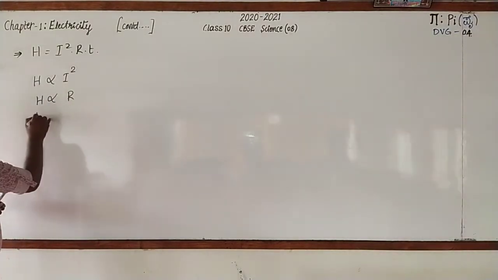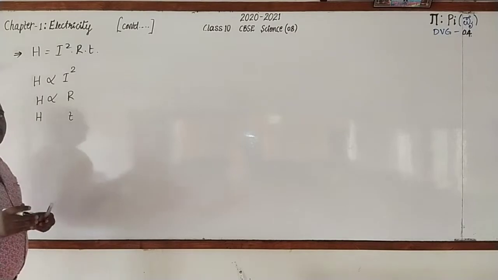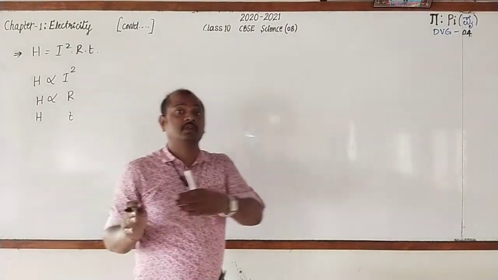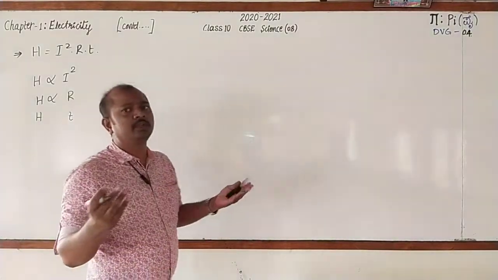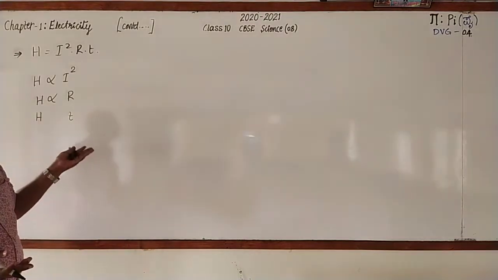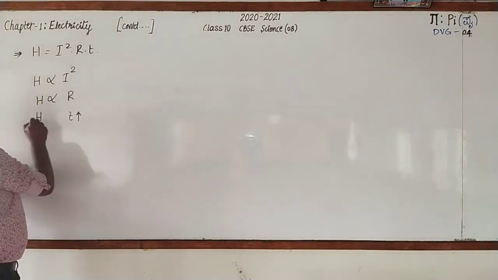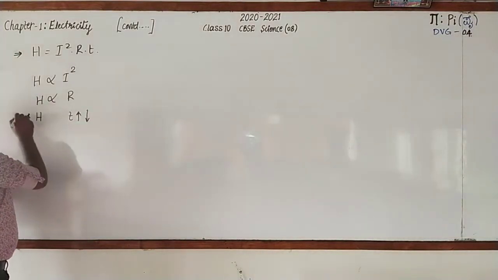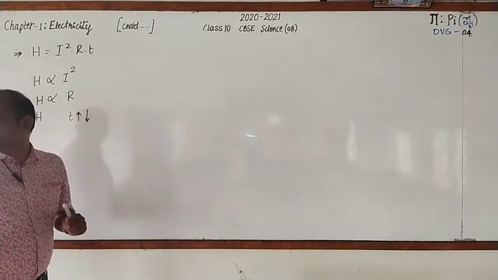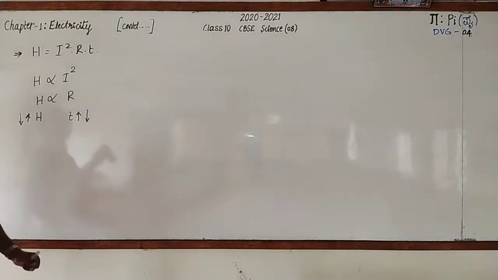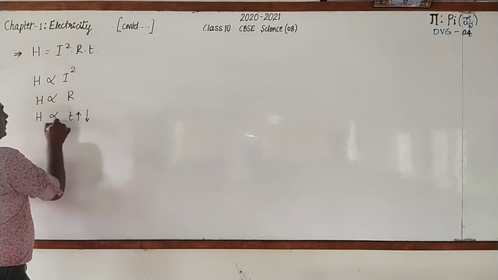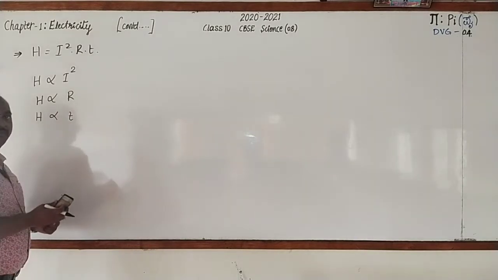How heat generated is related to time. As the time for which the current flows in the circuit increases, obviously heat generated also increases. As it decreases, heat generated also decreases. Then we can write H is directly proportional to T.